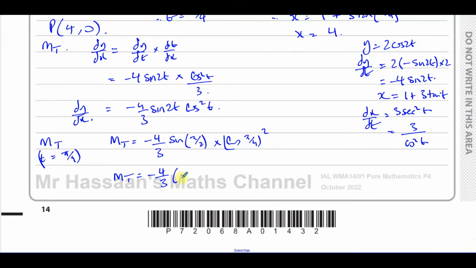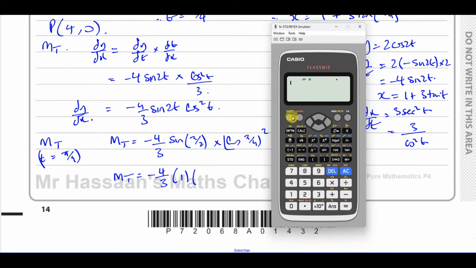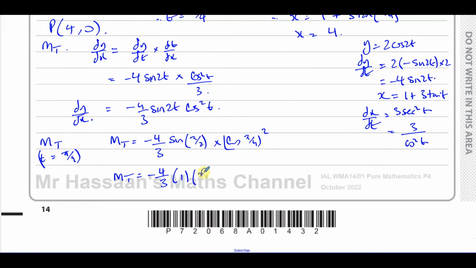So the gradient of the tangent is minus 4 over 3. The sine of pi over 2 is 1. And the cosine of pi over 4 is root 2 over 2, I know that's 1 over root 2 or root 2 over 2. So that's times root 2 over 2, but that's squared. So you have minus 4 over 3 times 2 over 4. That cancels, and you're left with minus 2 over 3. So the gradient of the tangent is minus 2/3, and the coordinates of P are 4 and 0.